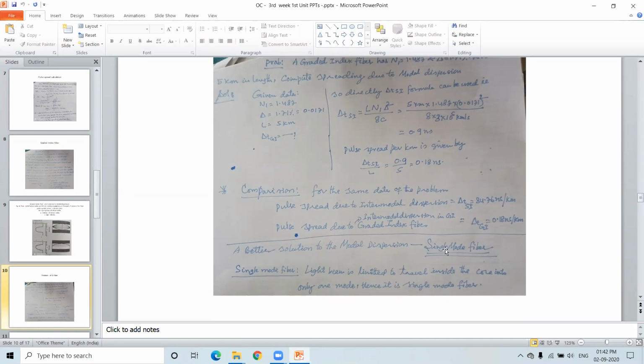Now the physical phenomenon, again: as there are more modes in case of the graded index, as there are more modes in case of the step index, if we limit them to a single mode, we can solve the problem. There is no question of pulse spread. Is it possible? Of course it is possible.